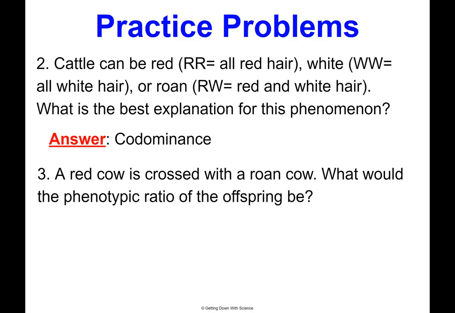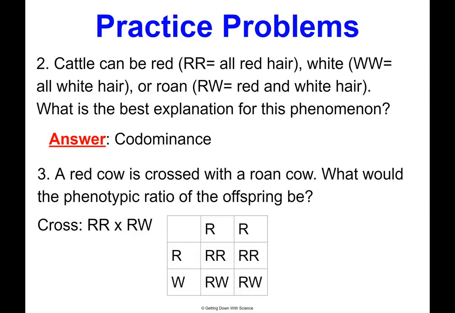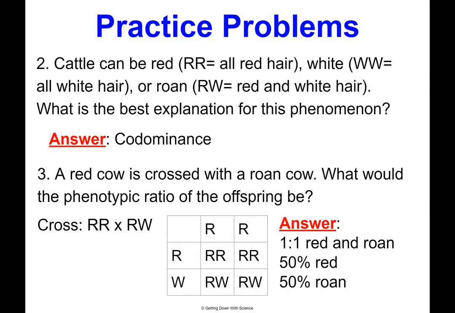A red cow is crossed with a roan cow, and roan is that red and white. What would the phenotypic ratio of the offspring be? So we're going to cross red with RW roan. We do the Punnett square. We have a 1-to-1 ratio, 50% are red, 50% are roan.